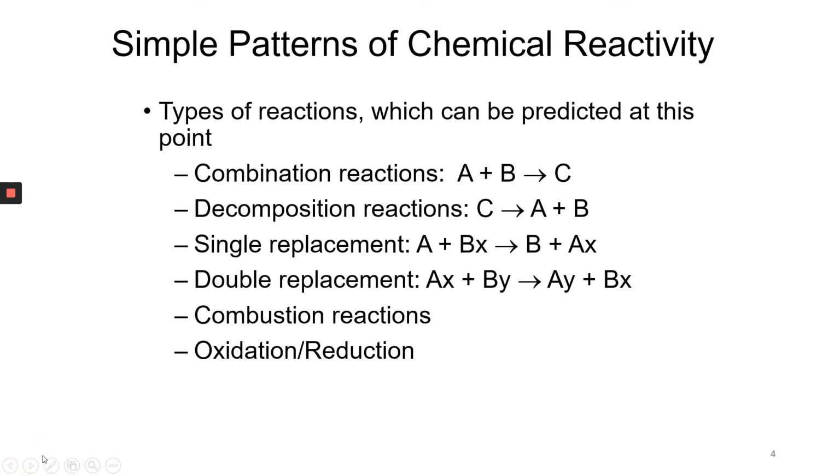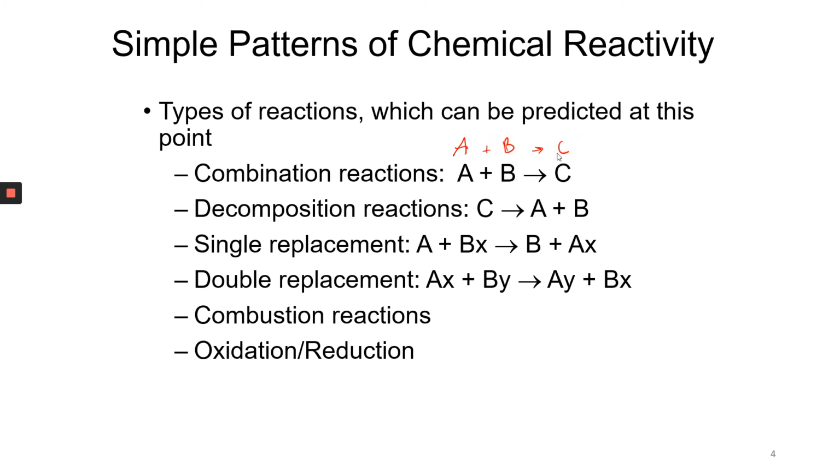There are 6 types of reactions, and it is important to notice the pattern in the chemical reactions because that'll help you when you want to predict the products and then balance your reaction. The first one is a combination reaction where you start with 2 items and they come together. So A plus B, and you make C. So 2 things come together to make 1.